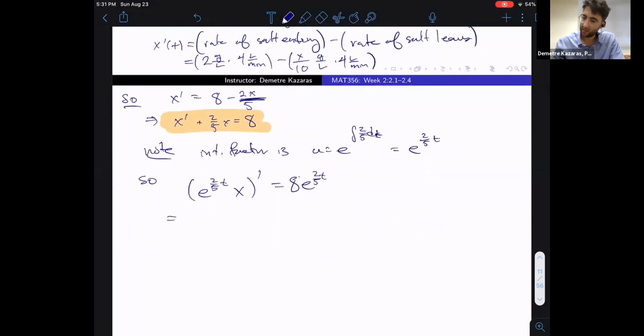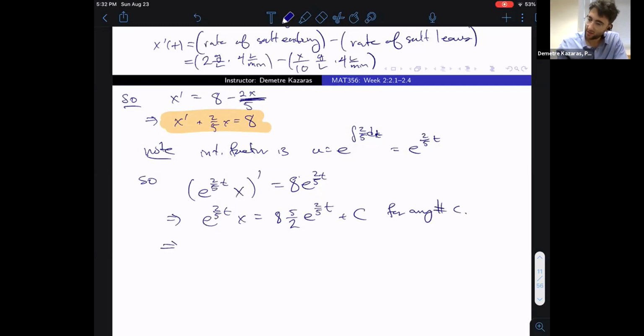All right, and we go along and we solve this. We just integrate. So e to the 2/5 t times x is equal to the antiderivative of this thing. It's not a big deal. The antiderivative will be 8 times 5/2 e to the 2/5 t plus c, for any number c.